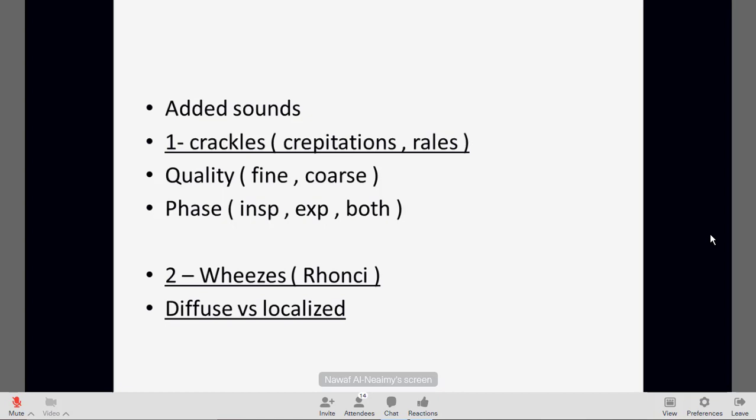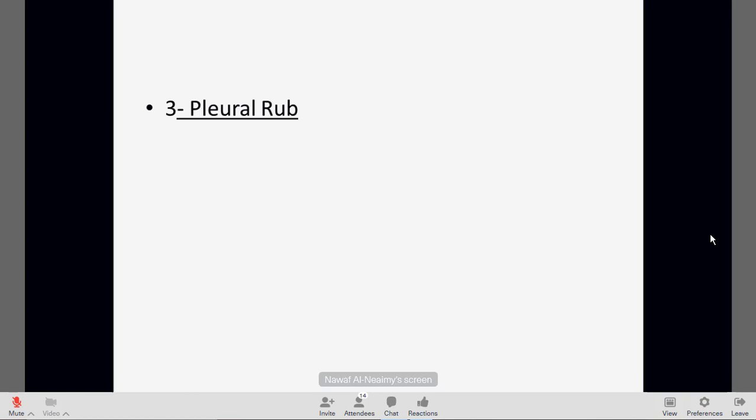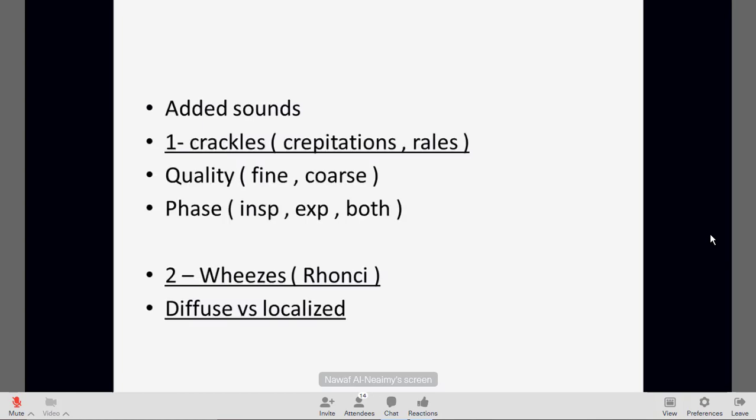النكست add sound عندي الويزز أو البرونكاي، هذه متفق عليها أنه كلها ممكن نسميها ويزز. هون هم لازم أعرف أنه الويزز are musical sounds that occur due to narrowing of the airways. Wheezes قد تكون عندي diffuse يعني all over the chest يعني أسمع الويزز، أو قد تكون localized.